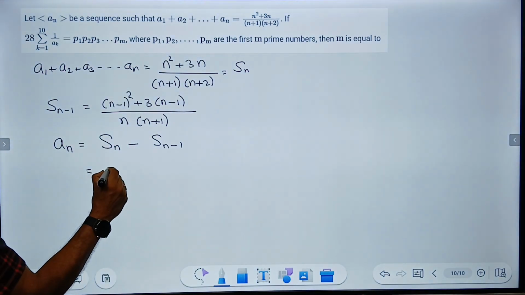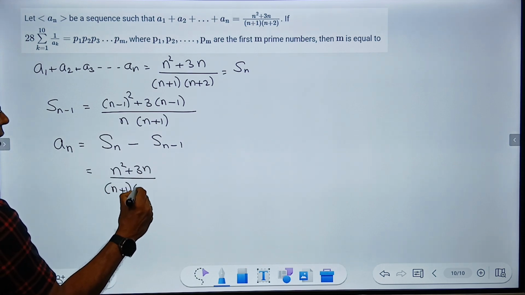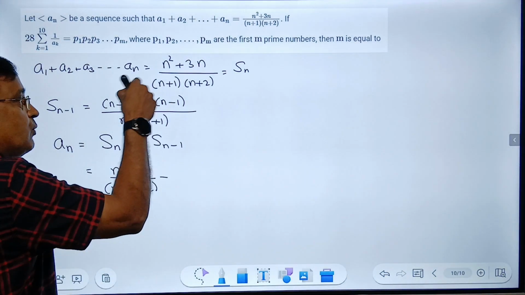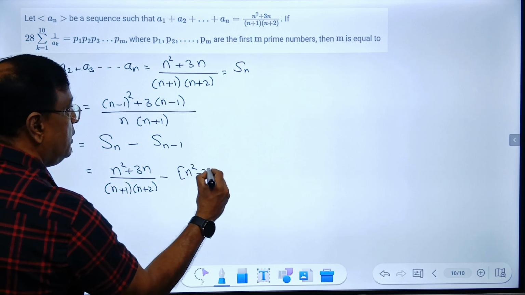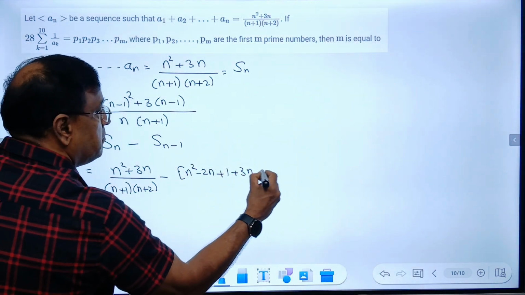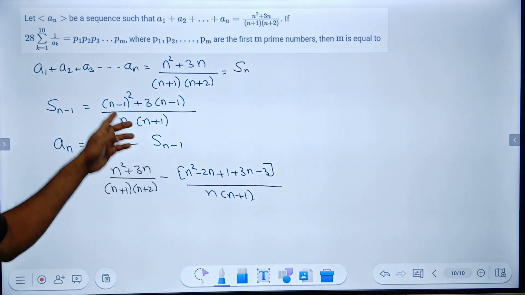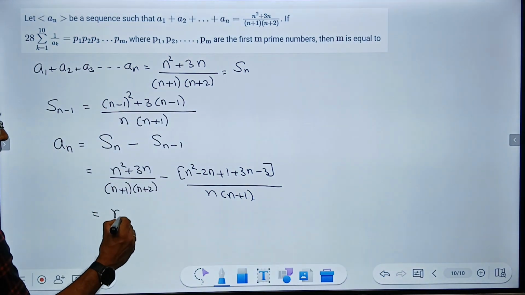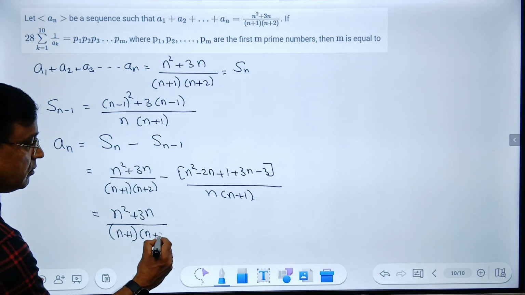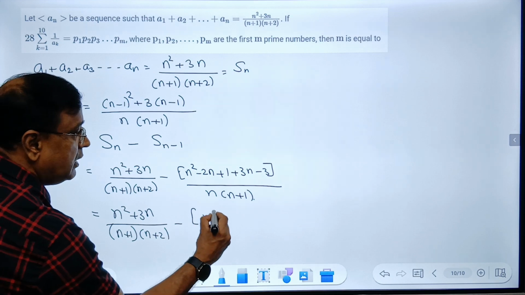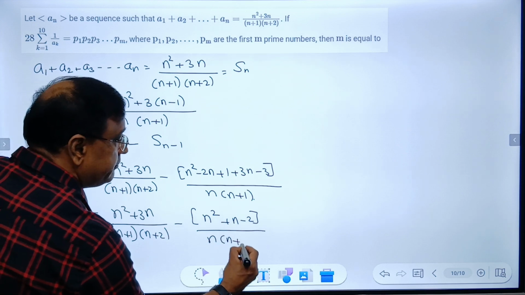Correct? What is sum of n terms? n square plus 3n divided by n plus 1 into n plus 2 minus, what is sum of n minus 1 terms? I already have it here. This is n square minus 2n plus 1 plus 3n minus 3 divided by n into n plus 1. I think I just open the bracket. So this is n square plus 3n divided by n plus 1 into n plus 2 minus, if you simplify this, you get n square plus n minus 2 divided by n into n plus 1.